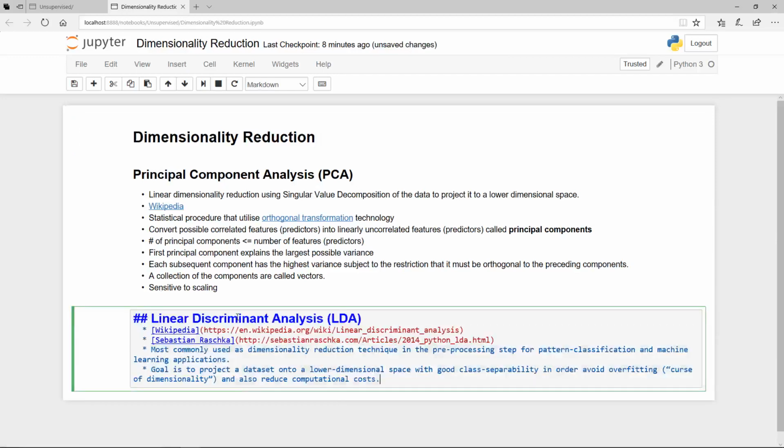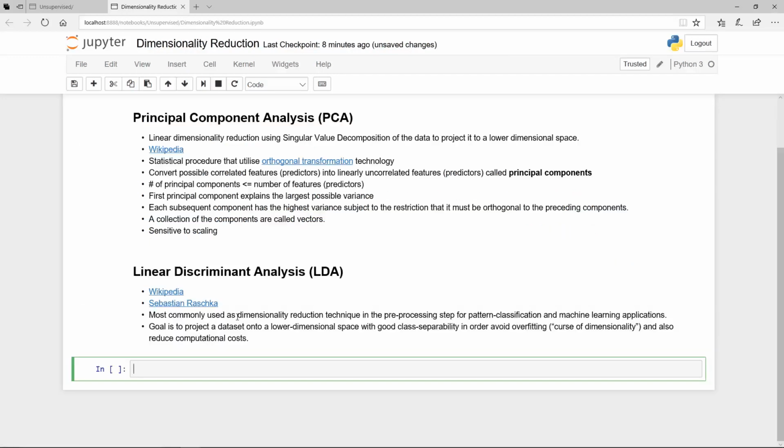All right, the second dimensionality reduction tool that is commonly used is called linear discriminant analysis. Sebastian has written a really nice blog on this, so I encourage you to go and read through that. It is very commonly used as a dimensionality reduction technique, as I mentioned, in the pre-processing step for pattern classification and also machine learning applications. The goal here is to project a dataset into a lower dimensional space with good class separability in order to avoid overfitting and also reduce computational costs.